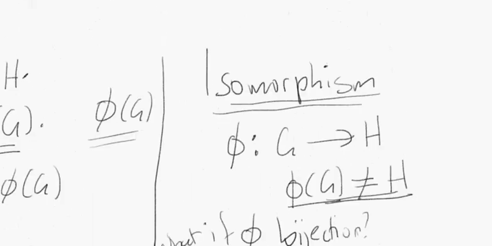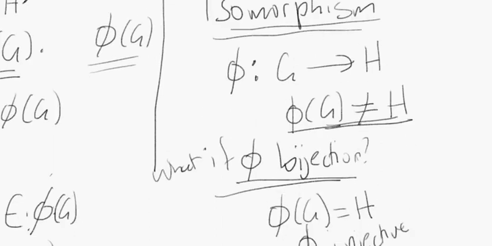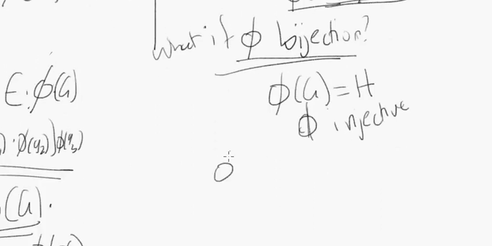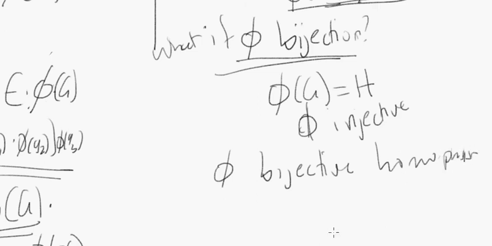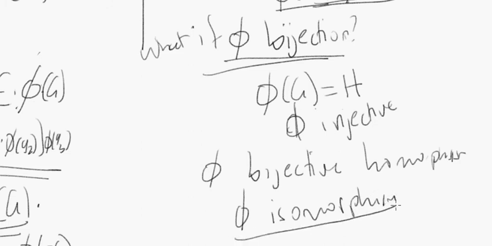What happens then? If phi is a bijective homomorphism, then we say that phi is now an isomorphism. So an isomorphism is simply a homomorphism that is bijective, where the function is actually a bijection.